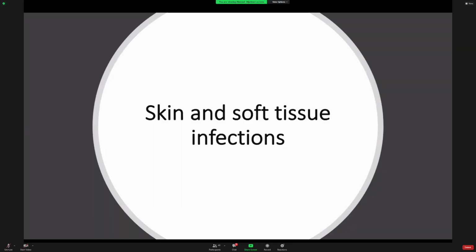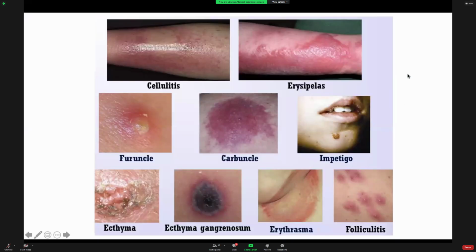So now let's go to skin and soft tissue infection. Usually diagnosis is made by eye. So let's start with the first two groups, erysipelas and cellulitis. From the picture, what are the differences between the two syndromes? Which one is more superficial? What do you think?